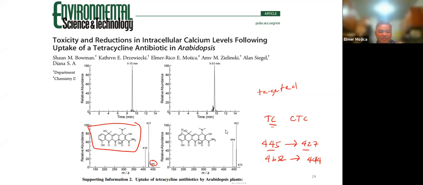Ang iniisip namin nawawala dyan ay water or an OH group. Does it make sense? Na a hydroxyl group is the one that may come, what we call the loss between 445 and 427. Okay? So yan yung experience ko on what we call mass spec. And next week, pupunta tayo doon sa details.